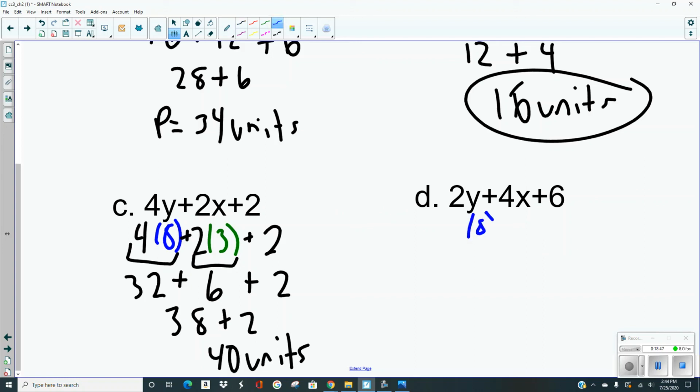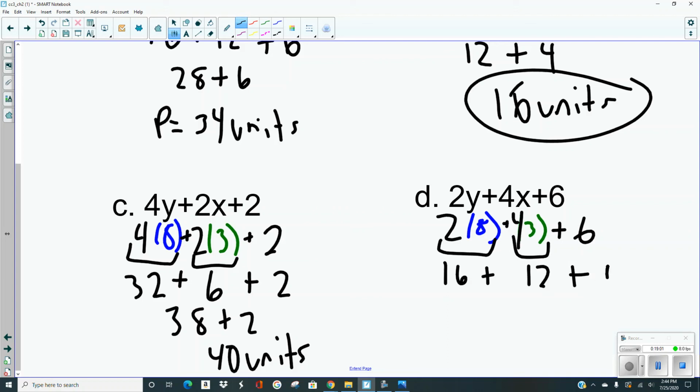Okay, last one. 8 substitute in for y, 3 substitute in for the x. Everything else remains. Order of operations, we're going to multiply first. So that's 16, that's 12. Notice it's separated by the plus. Add from left to right. So you end up with 34 units.